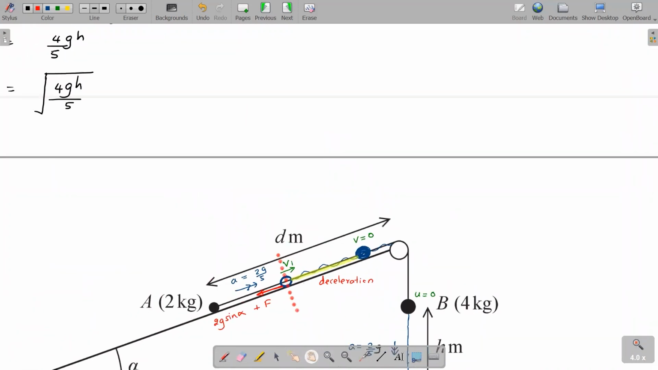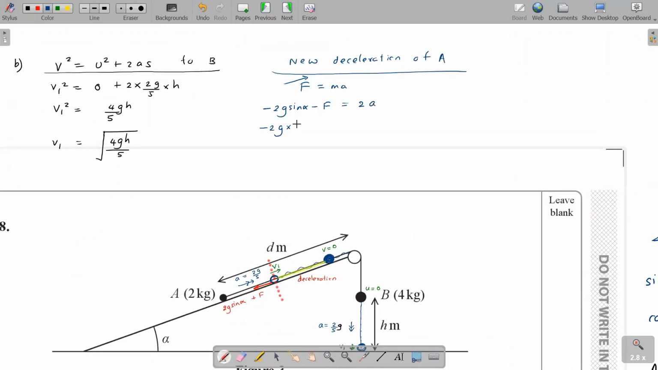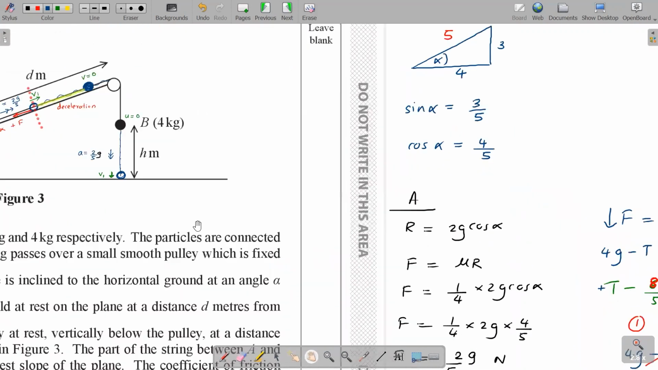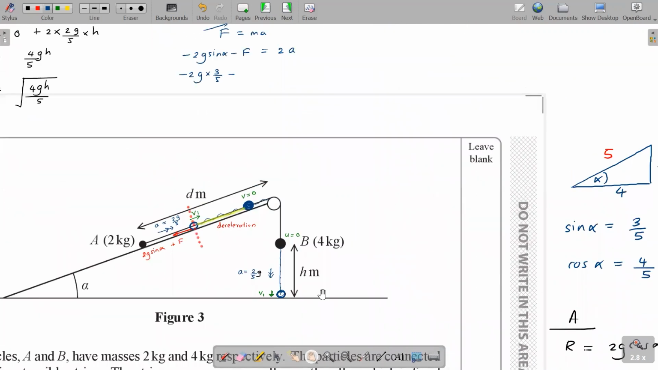Okay, so then we can apply F equals ma, right? Both 2g sine alpha and friction are acting downwards. Do you agree? So minus 2g sine alpha minus friction equals mass, which is 2 kilograms, times a, the new acceleration. Now we have a new acceleration. Minus 2g sine alpha was 3 over 5. And what was the friction value? We found friction previously, right? The friction value was 2g over 5. Do you agree with me?